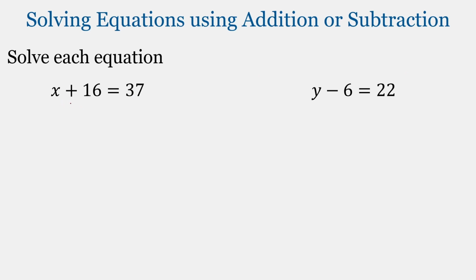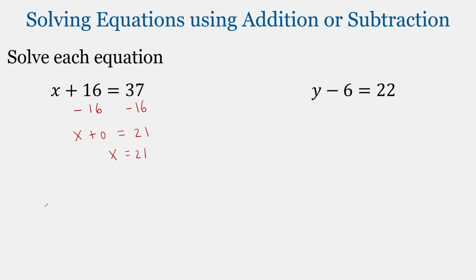In this problem, we have x plus 16 equal to 37. So to convert that 16 to 0, we're going to add its additive inverse, which is negative 16. What we do to one side, we have to do to the other. So we're going to subtract 16 from both sides. This gives us x plus 0 on the left, and then 37 minus 16 is 21. So we have x equal to 21.